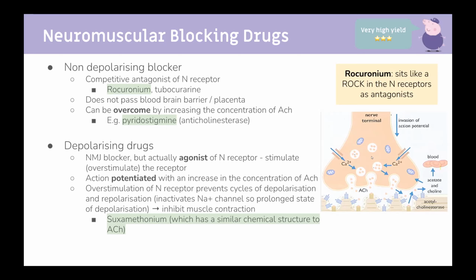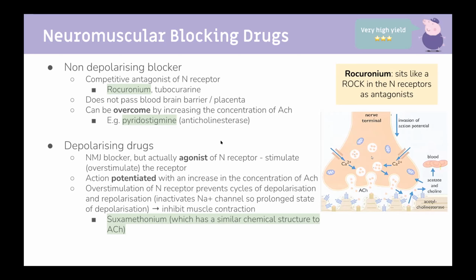So it's going to be using the analogy that the lecturer talked about in the lecture: the key will fit inside the lock and then it will actually open the lock, okay? So it will actually stimulate the N receptor, okay? But then the problem is that these drugs will actually be overstimulating the receptor. That's how they get their action done, okay? They will be overstimulating the receptor.